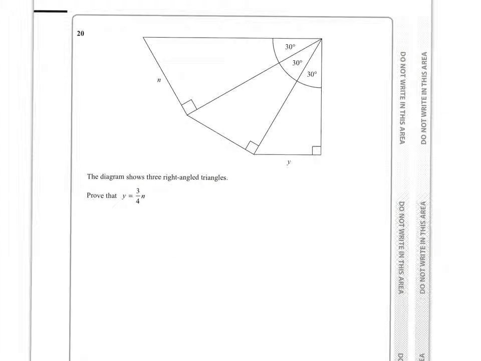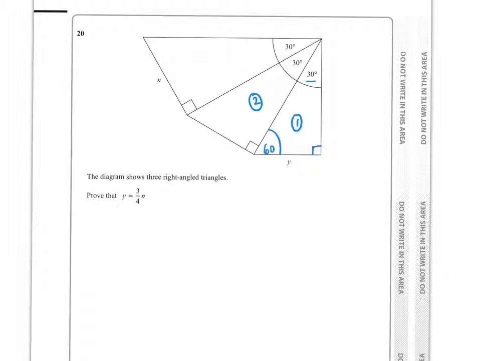Question 20. Well, this is an interesting question. I've not seen a question like this for a very long time, if at all. If you look at the first triangle here, you can see it's right angled and it has an angle of 30, an angle of 90, and another angle, which must be 60, because angles in a triangle make 180. But if you look at the second triangle, can you see that it has the same angles? A 90, a 30, and a 60. And so does the third one.